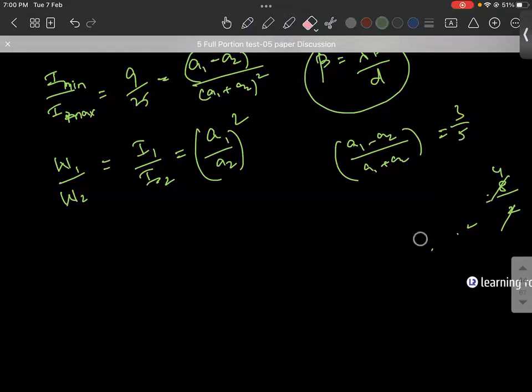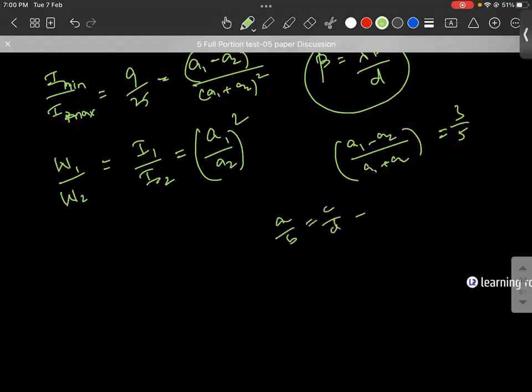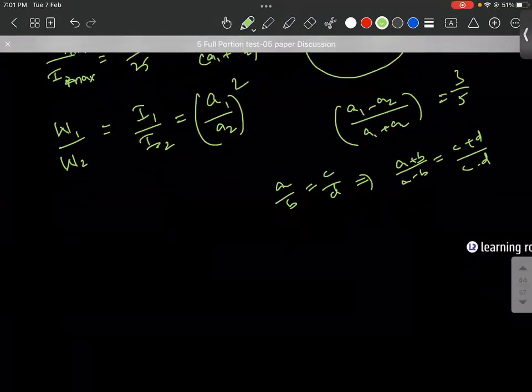I'll tell you what I did. I applied something called the componendo-dividendo rule. If A by B is equal to C by D, then you can write (A plus B) by (A minus B) is equal to (C plus D) by (C minus D). Okay, I used the same logic.